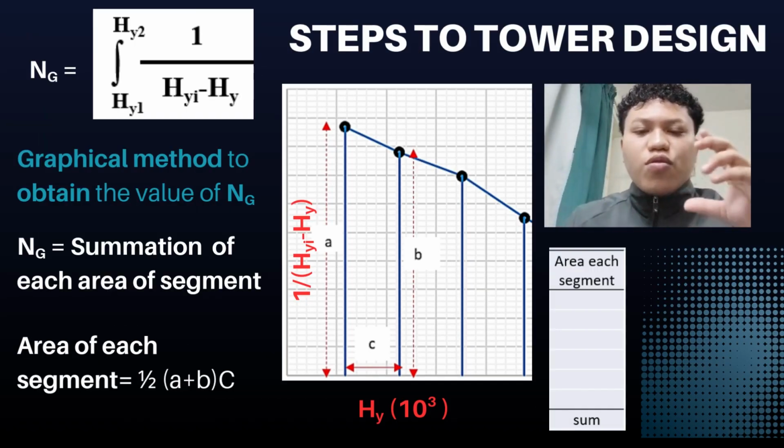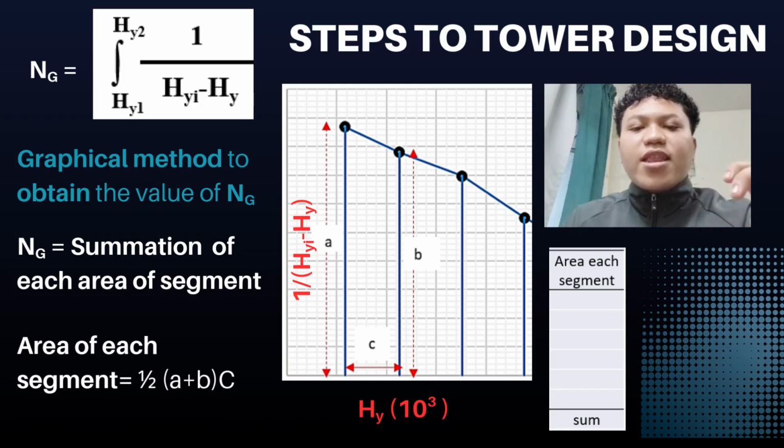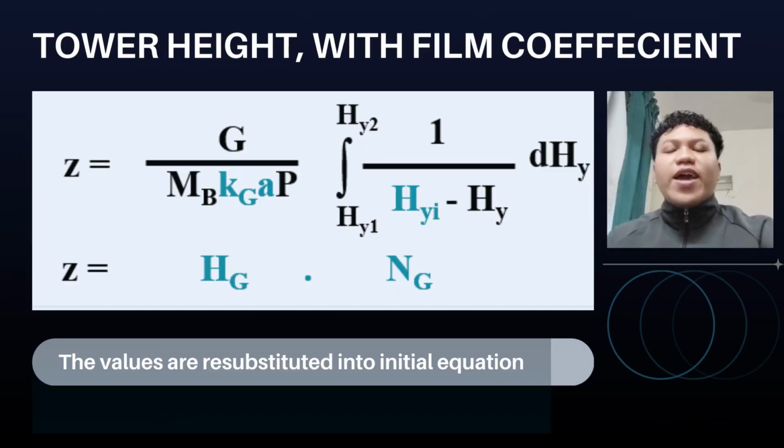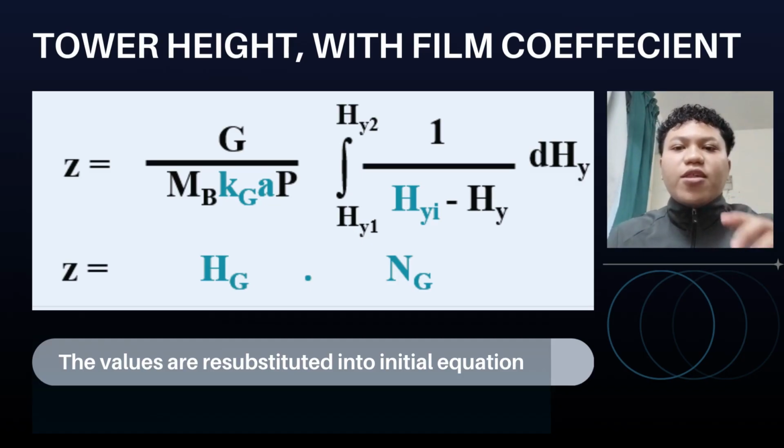To determine Ng, the two calculated parameters are then plotted or used as data to obtain the area under the graph. Now the area under the graph is representative of the integration that is shown in the equation. Finally, the Ng value would be resubstituted into the initial equation with Hg.